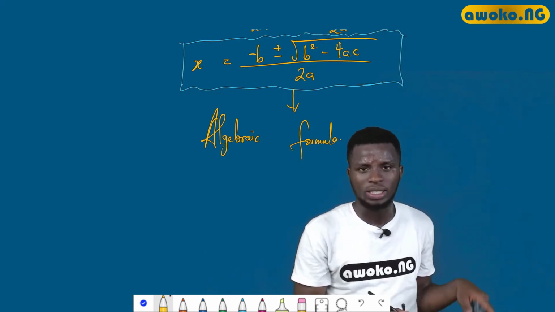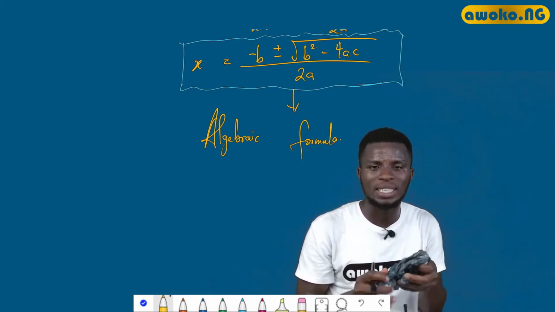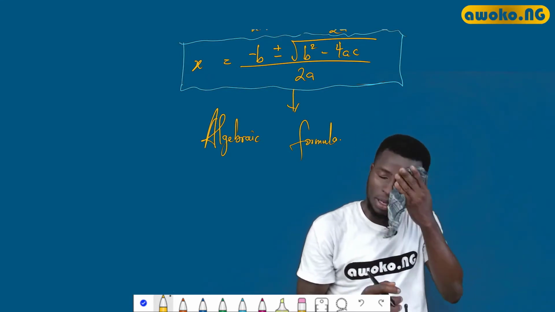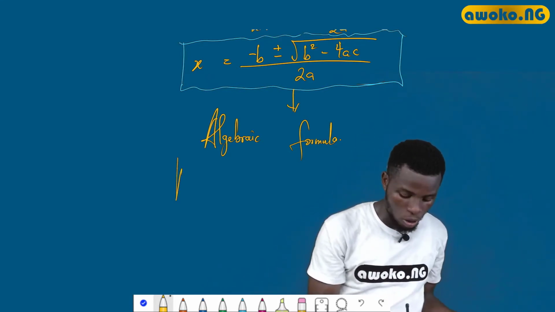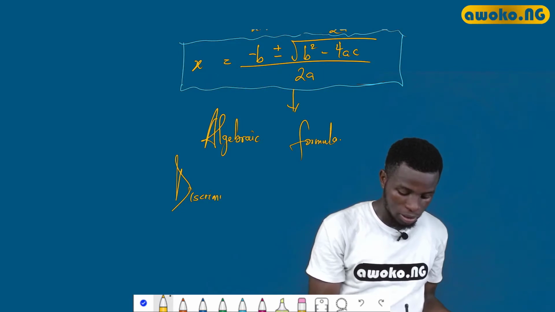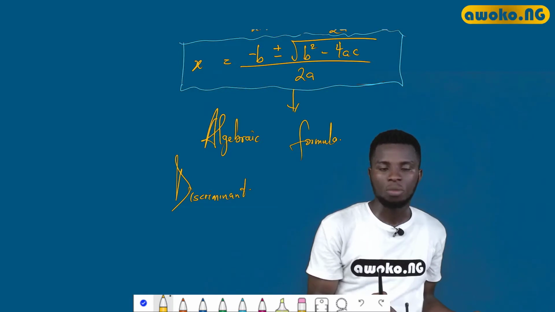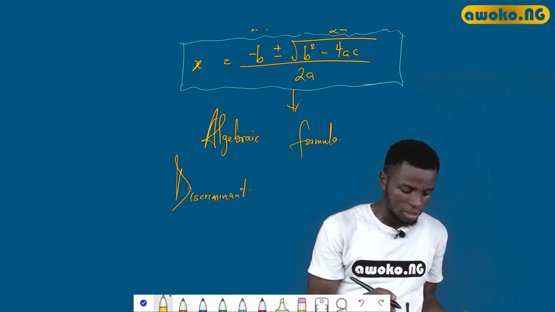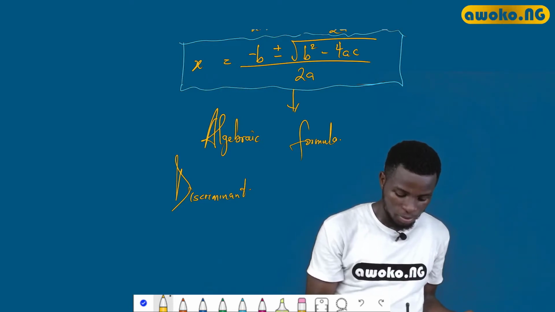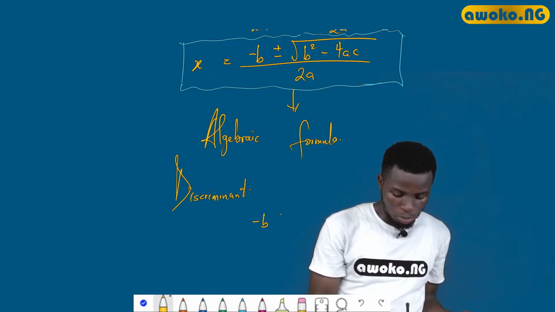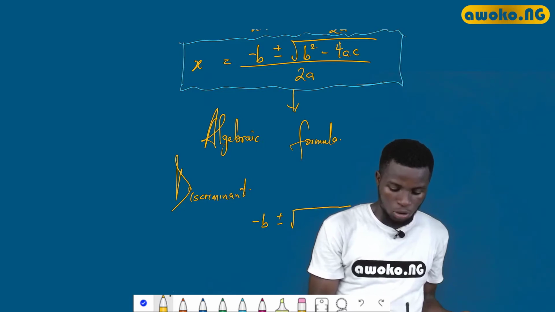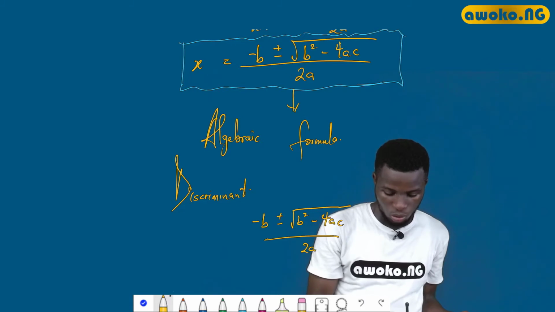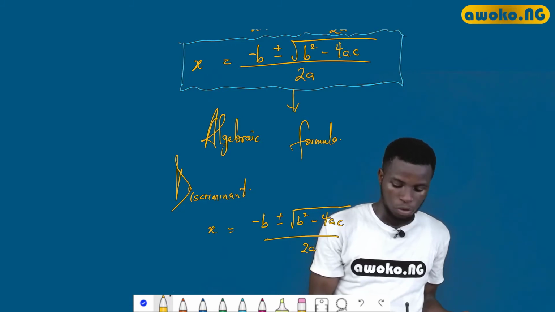And I'll tell you what discriminant is all about and why it is very, very important in mathematics. So, the concept of discriminant. If you consider the general form of the algebraic formula, the discriminant is derived from minus b plus or minus square root of b squared minus 4ac all over 2a. Remember, this is the general form, okay?